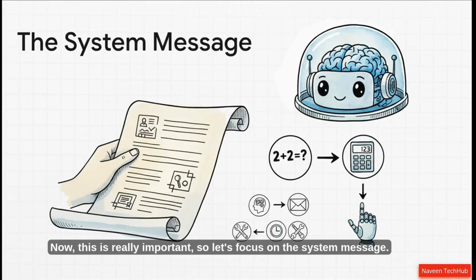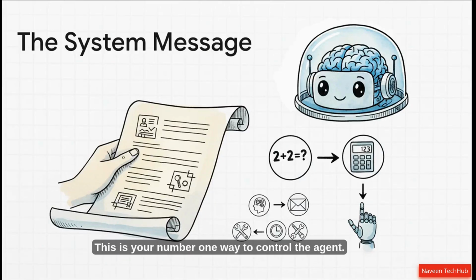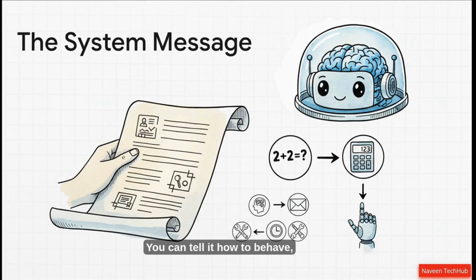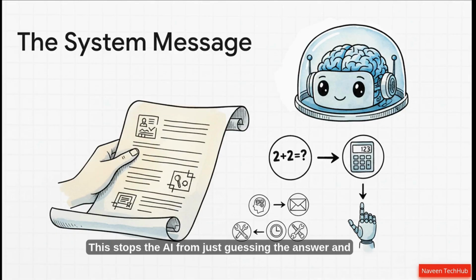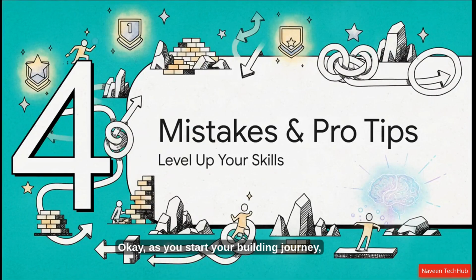Now, this is really important, so let's focus on the system message. This is your number one way to control the agent. You can tell it how to behave, what kind of format it should use for its answers, and, most importantly, which tools it should use for which jobs. So, for example, you can tell it very clearly, for any math problems, you must use the calculator tool. This stops the AI from just guessing the answer and forces it to use the precise tool that you've given it.